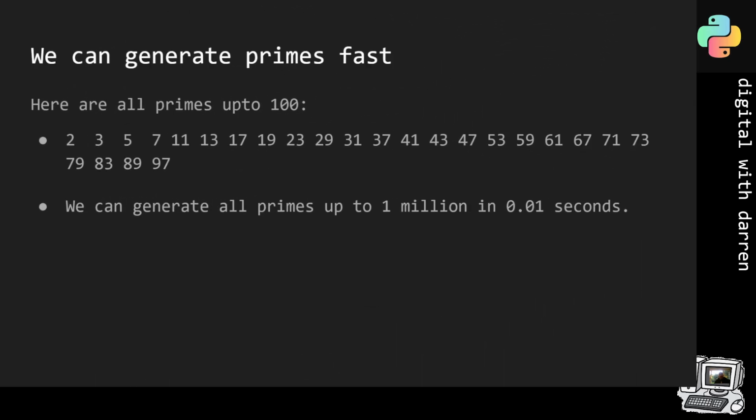We can generate primes fast. Here are all the primes up to 100. We can generate all the prime numbers up to 1,000,000 in a fraction of a second.